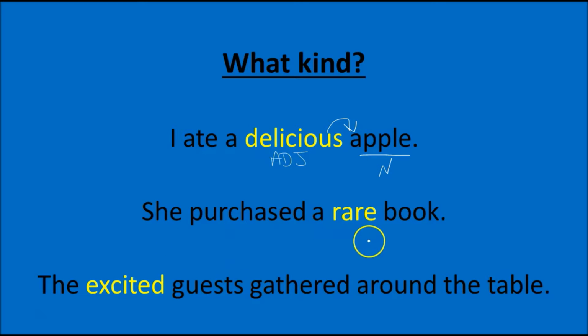She purchased a rare book. Book is our noun. Rare is our adjective. It describes the book. The excited guests gathered around the table. Well, guests is the noun and excited is our adjective. Tells us what kind of guests.